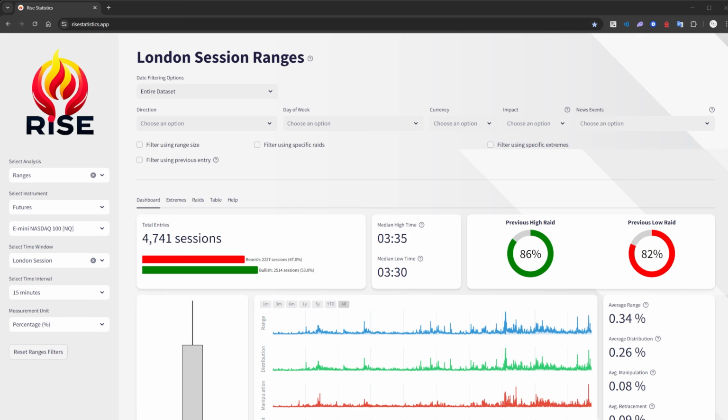We won't be spending too long here, probably 10 minutes, but where are we? This is the Rice Statistics app. If you're interested in learning more about it, you can go on our website. It's pinned in the official links here.